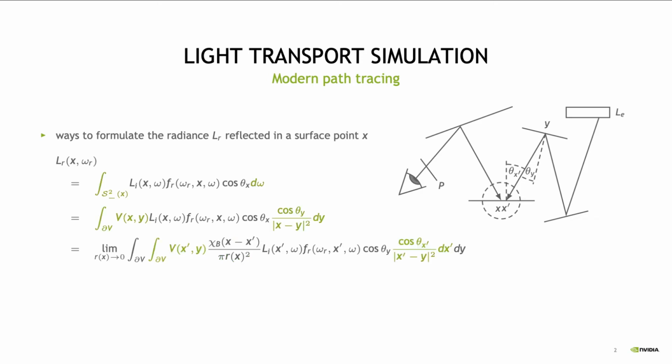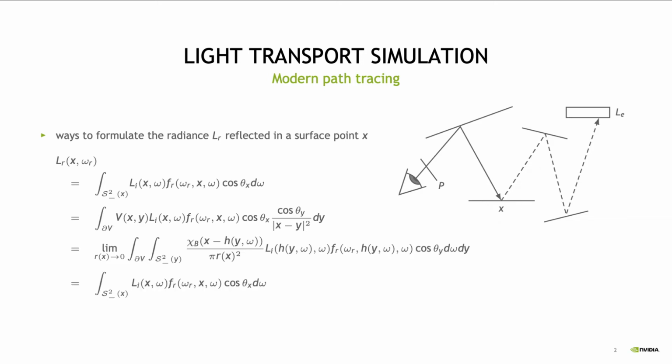Approximating the visibility between x' and y with 1, because the path originating from y did make it to a point very close to x, we can omit the visibility term, and changing the integration domain from the scene surfaces ∂V to the upper hemisphere in the point y approximately cancels out the geometric term. The resulting technique is also known as photon mapping.